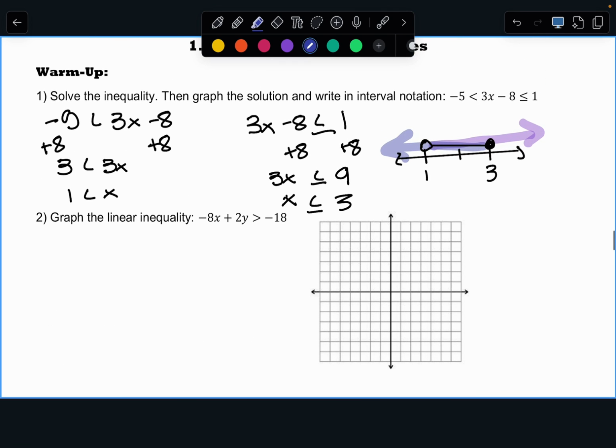Questions on that one? Interval notation, how would I write this as an interval? What's my leftmost endpoint? 1. What's my rightmost? 3. What should go around the 1? Parentheses or brackets? Parenthesis. And around the 3? Bracket. Perfect. Questions on that one? Next one, Seamus.